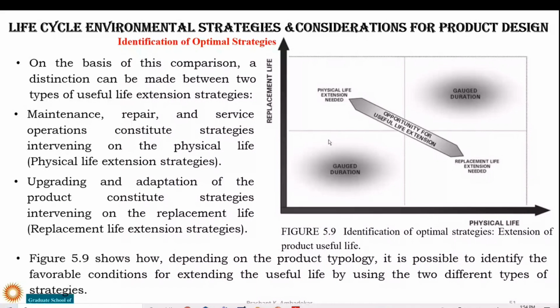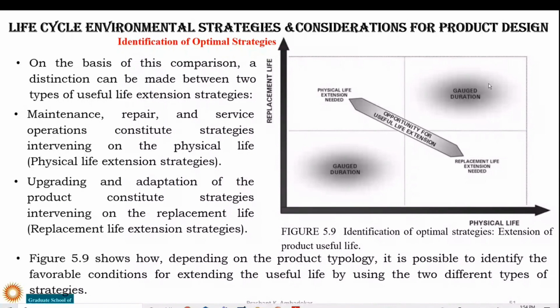So in that case, if it is 3 years expected life, that is physical life, and 3 years replacement life, it means it is in the gauged duration. So these products are designed properly. Similarly, you can see here, there are certain products which are gauged duration in this quadrant. So its physical life is more, and its replacement life is also more.